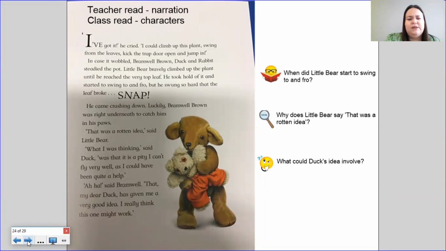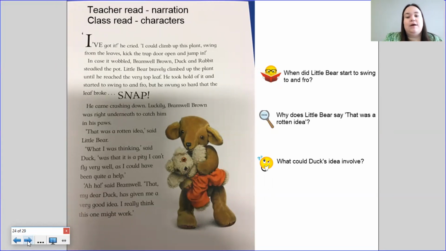"That was a rotten idea," said Little Bear. "What was I thinking?" said Duck. "It's a pity I can't fly very well, as I could have been quite a help." "Aha," said Bramwell. "That, my dear Duck, has given me a very good idea. I really think this one might work."